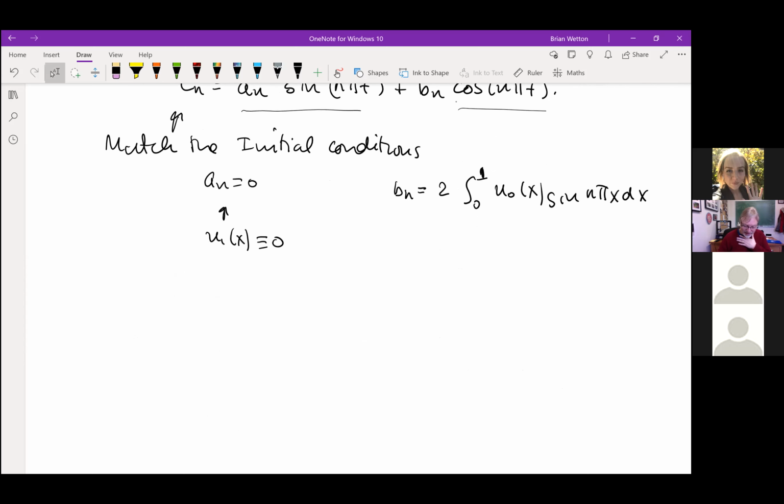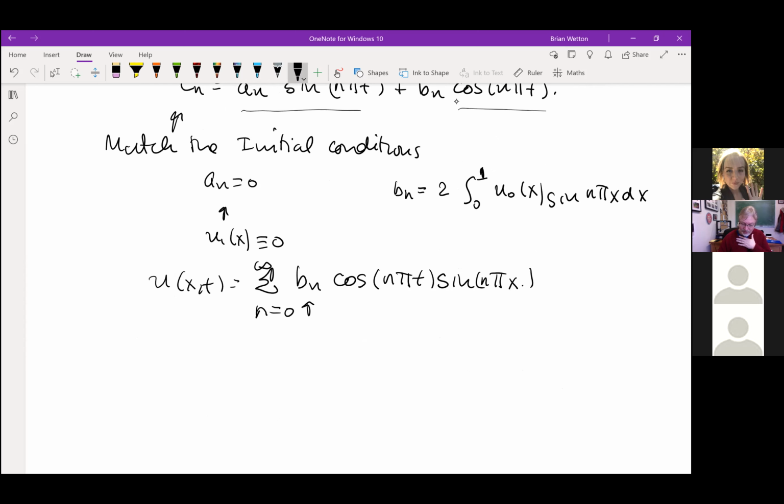Okay, so that means I'm going to put this together. I'm going to get my u of x and t. It's going to be a sum of these standing waves. And now I see how they behave in time. And I know what the coefficients are going to be in terms of the initial data.